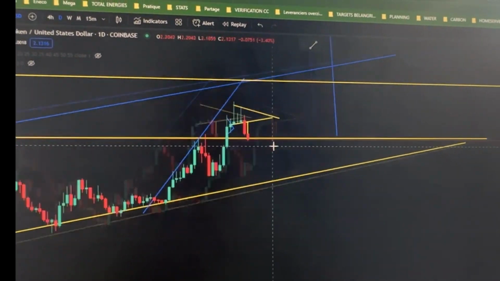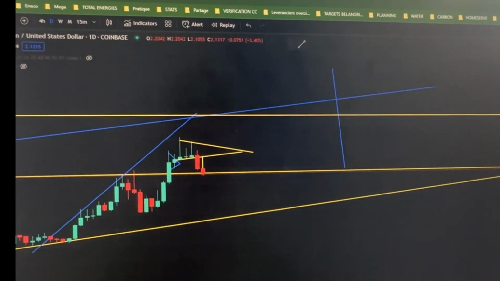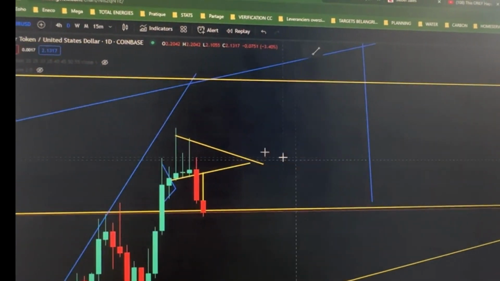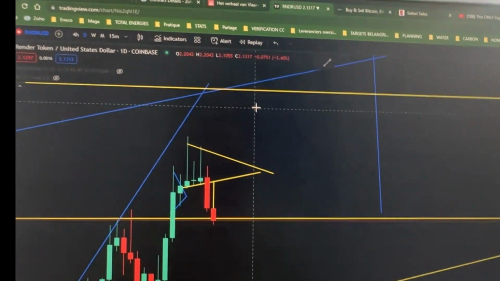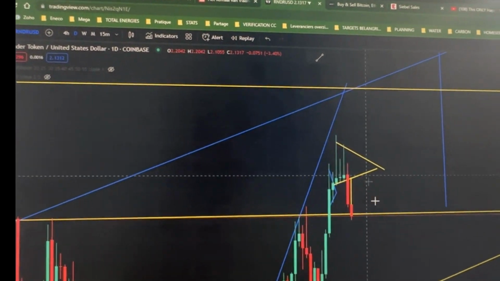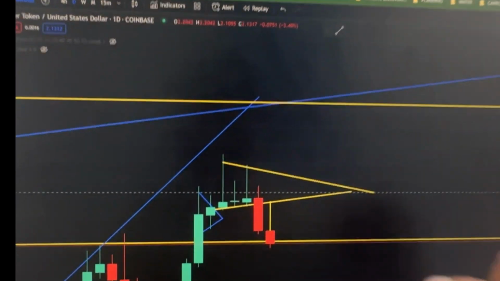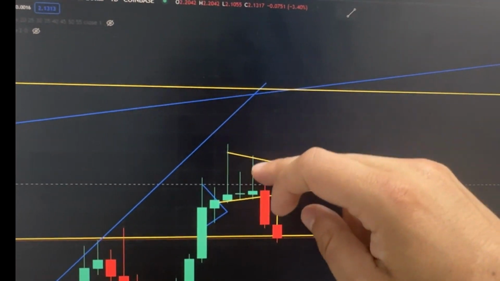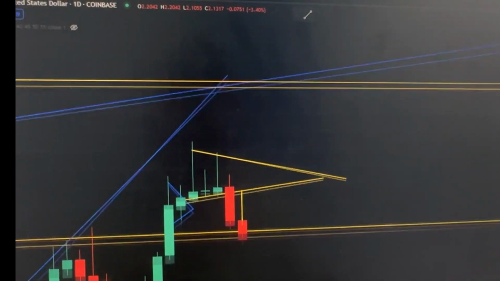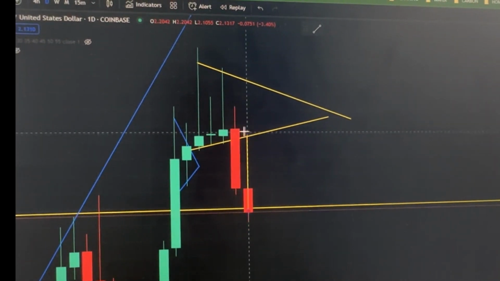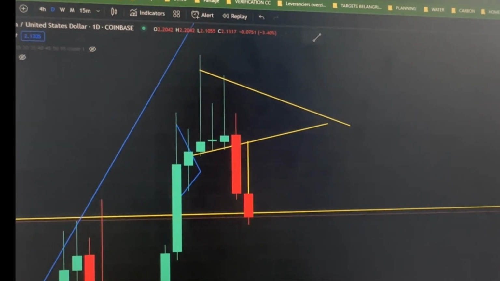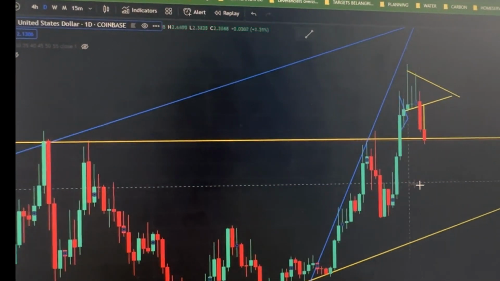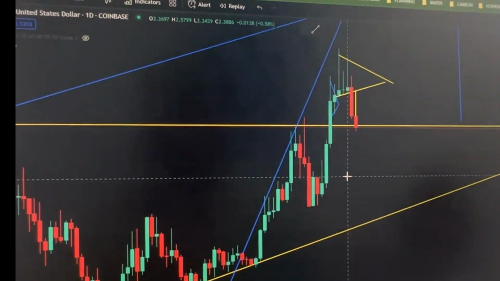Yesterday we said that we had a symmetrical triangle. The thing is, there were two possibilities like always: we go to the upside and retouch that line, or we go to the downside. There was a lot of selling pressure, as we can see here in that triangle. So we broke that symmetric triangle in the middle of that triangle, and we went back to the support line of this big ascending triangle.